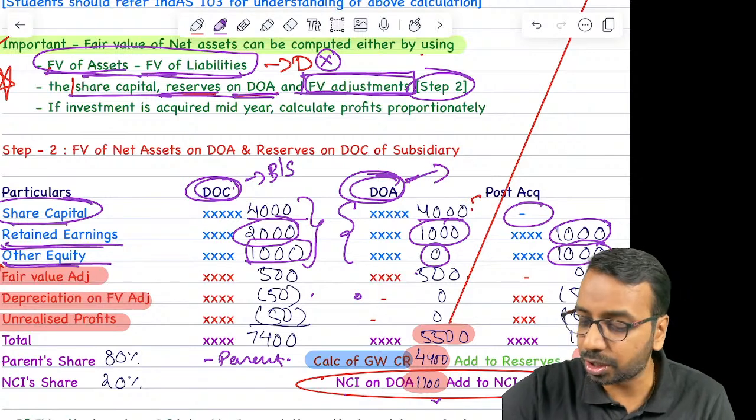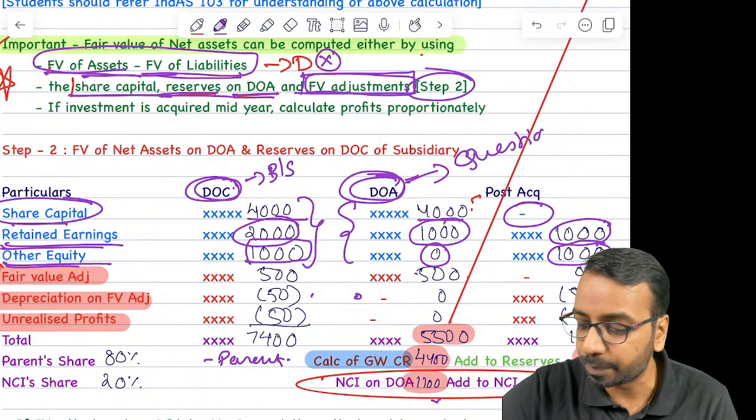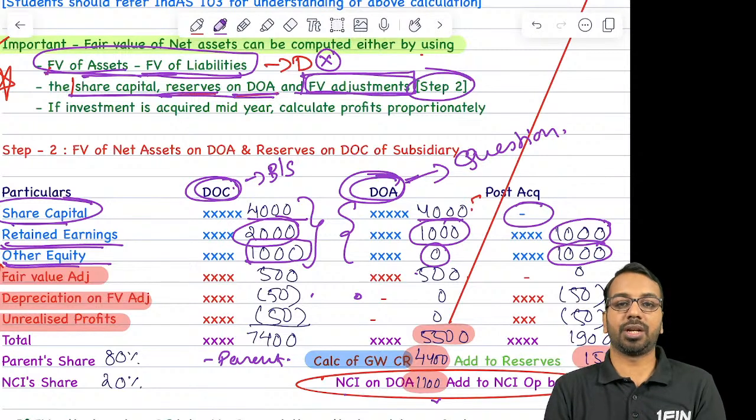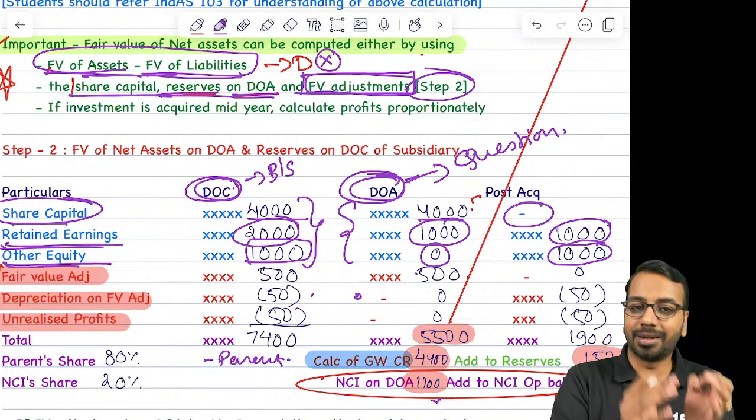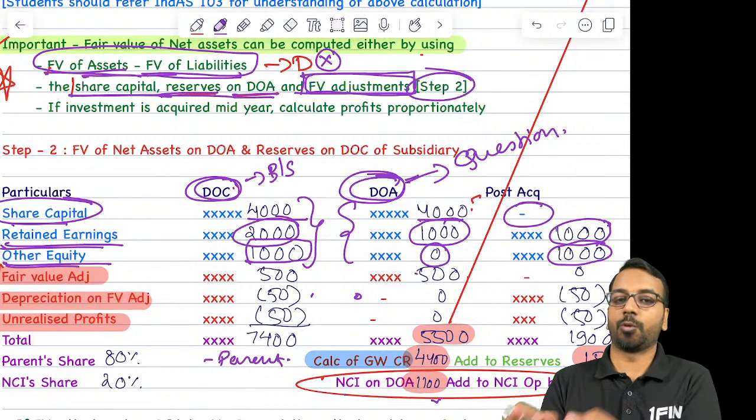The date of acquisition position will be given to you in the question, that on the date of acquisition the retained earnings was so much, the general reserve is so much, other equity is so much.